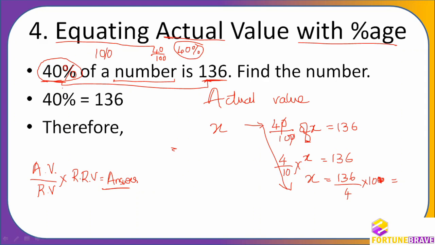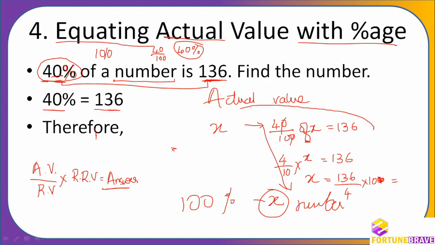Every time we are going to solve a question, we are going to do two things. When we are doing the questions, we are going to find out what is 100% of it. So here 100% is x, that number. The number is 100%, my dear friend. And then we are going to find out what actual value is equivalent to what percentage, or what percentage is equivalent to what actual value. In this case, if you see, 40% is equal to 136. 40% of a number is equal to 136.